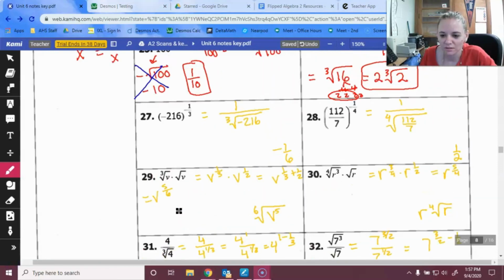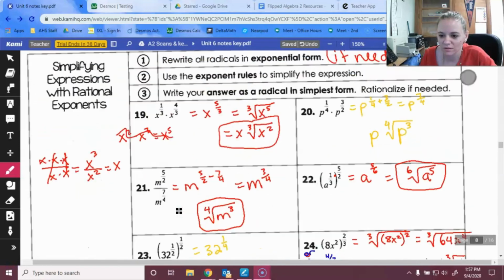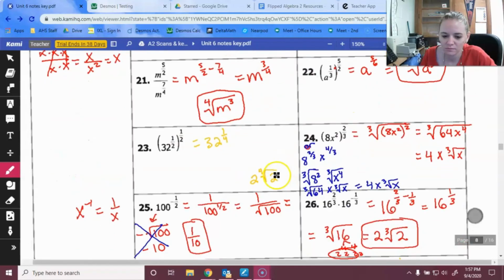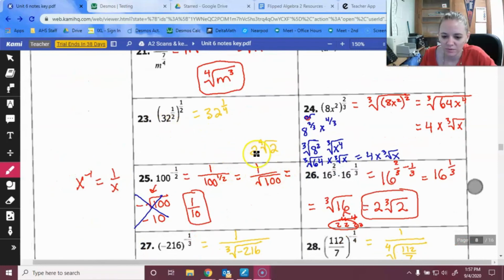Alright, let's get going on reviewing these. So, number 20, p times the fourth root of p to the third. Number 23, 2 times the fourth root of 2.